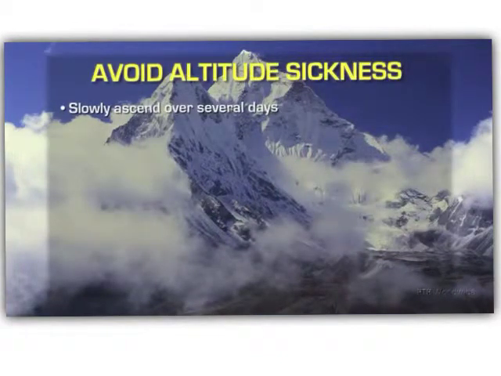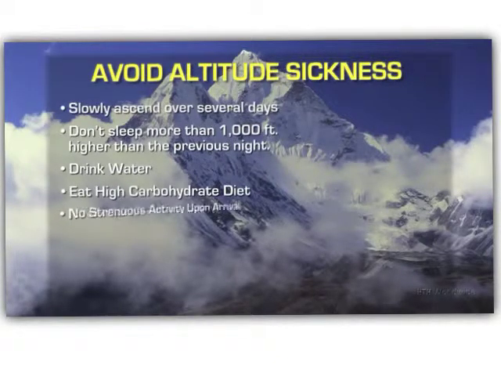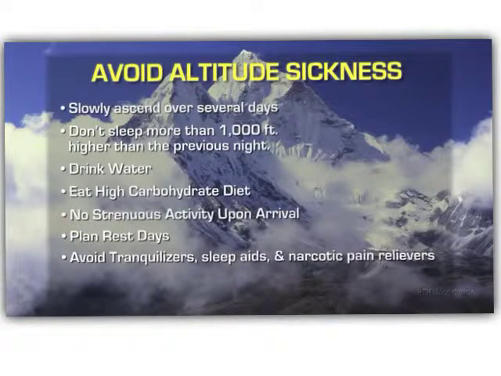Here are a few tips for avoiding altitude sickness. Acclimate yourself to a higher altitude by slowly ascending the height over several days if possible. Don't sleep at altitudes more than 1,000 feet higher than the previous night. Drink lots of water, eat a high carbohydrate diet such as pasta. Don't do any strenuous exercise or activity for the first few days after arrival at high altitude, and have rest days planned if you are ascending further. Avoid medications such as tranquilizers, sleeping pills, and narcotic pain relievers because they can decrease breathing rates and lower blood oxygen concentrations. Avoid alcohol because its effect is magnified at high altitudes and may lead to dehydration. Remember that altitude sickness can be a life-threatening condition.